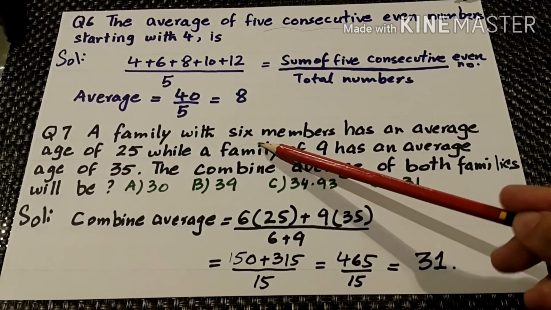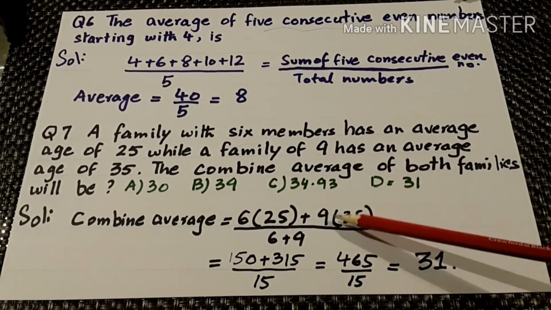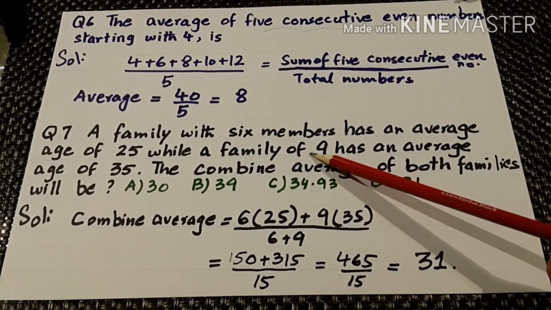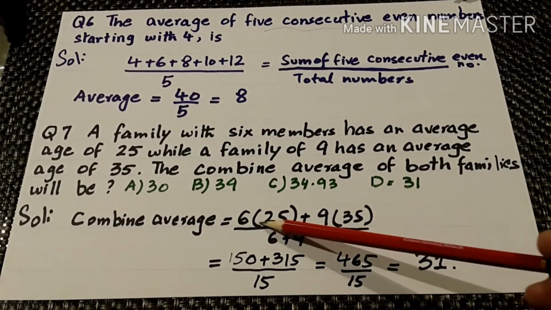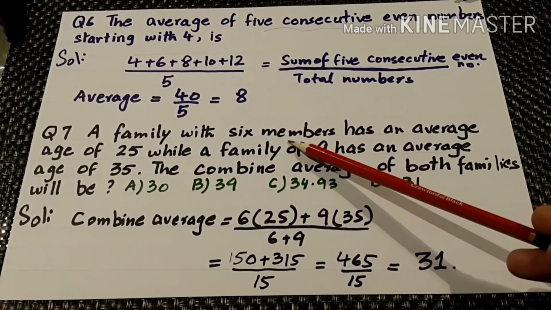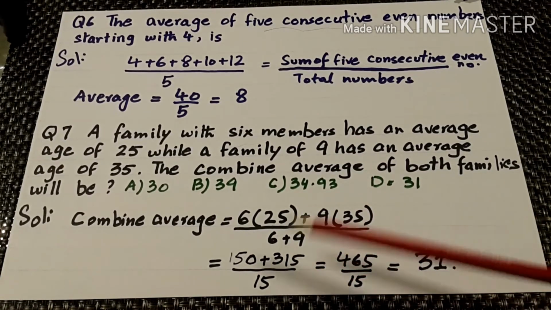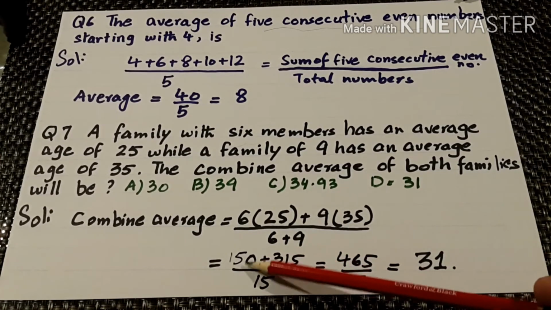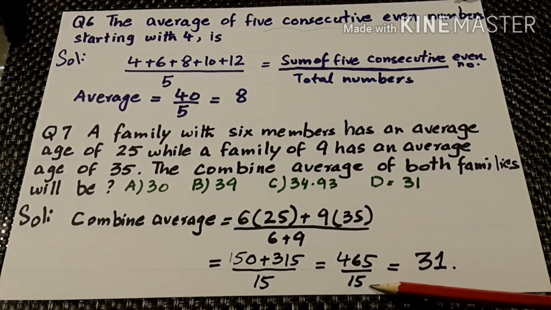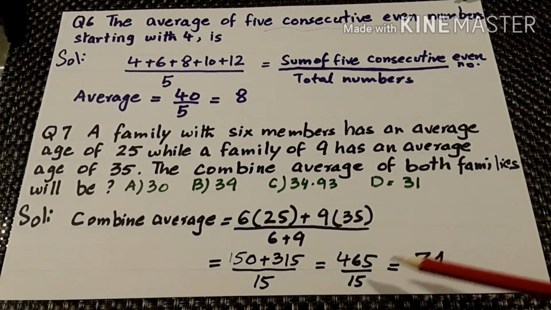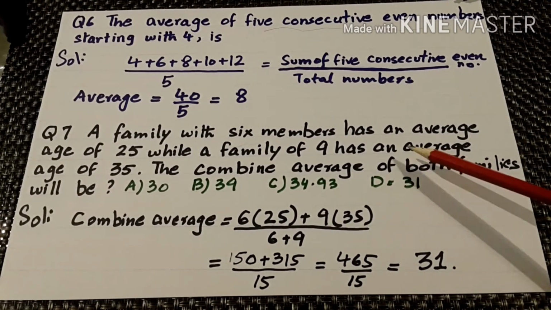Family with 6 members, average is 25. 6 multiplied by 25 plus 9 multiplied by 35. Family of 9, average age was 35. We multiply like this, divided by total number. Now total number is 6 members in one family and 9 members in the other family. That gives us 15. We solve the above portion. We get 150 plus 315, that is 465 divided by 15. So we get, by solving it, 31. So D is the correct answer of this question.